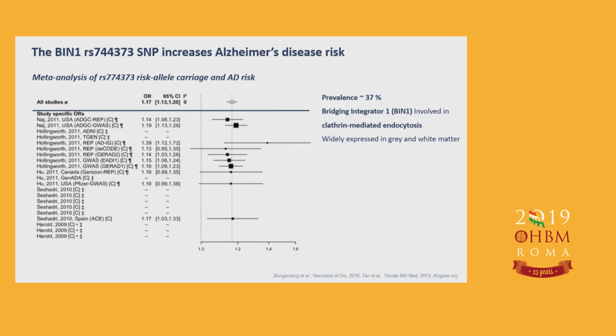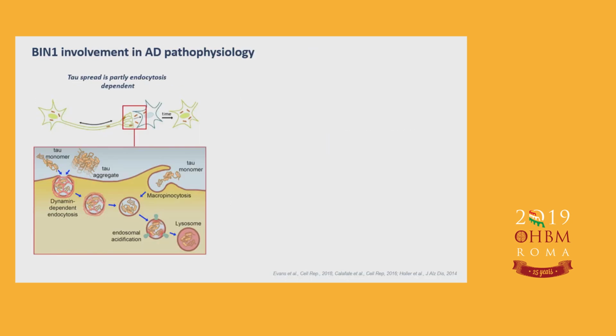Meta-analyses have specified that the risk factor, the odds ratio, is about 1.2 associated with this particular genetic variant of the BIN1 gene, with a really high prevalence of 37% in the population. So it's really important to find out what the pathomechanism underlying this genetic variant is. BIN1 stands for bridging integrator 1, which is involved in clathrin-mediated endocytosis. And this property makes it a good candidate to be involved in the spreading of tau pathology.